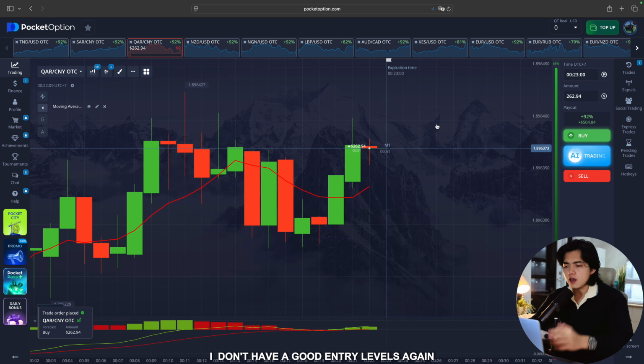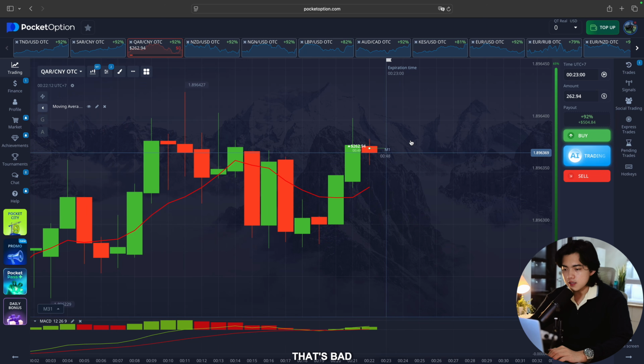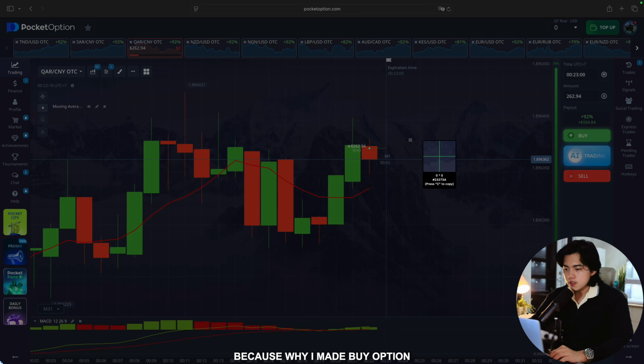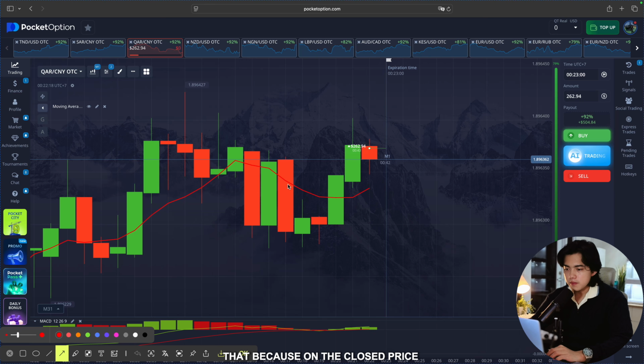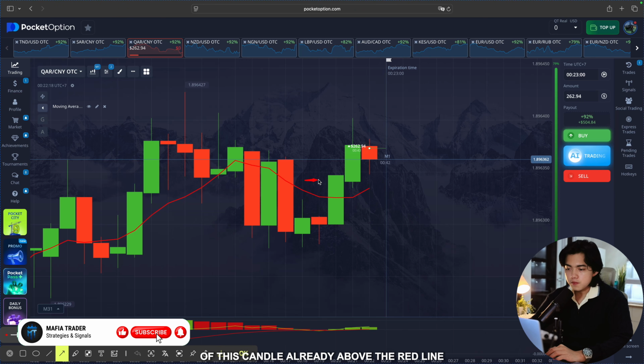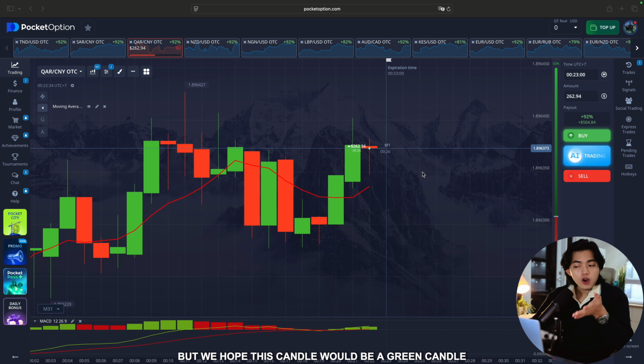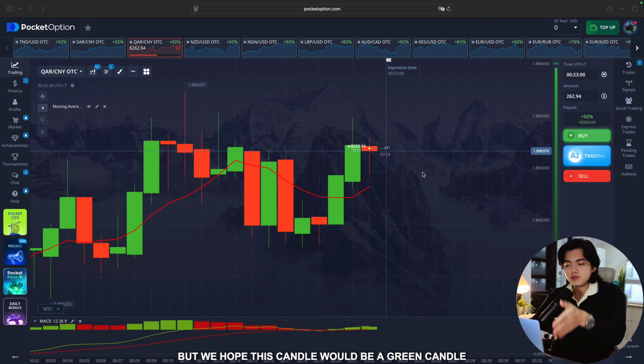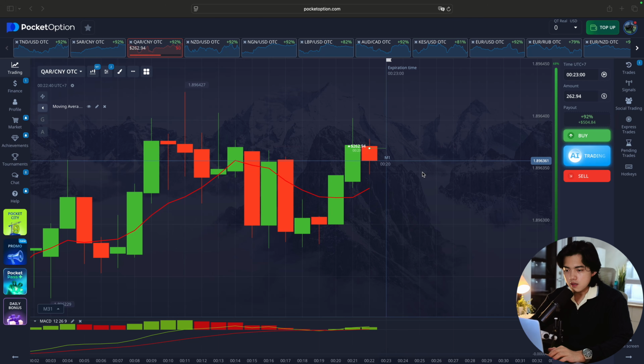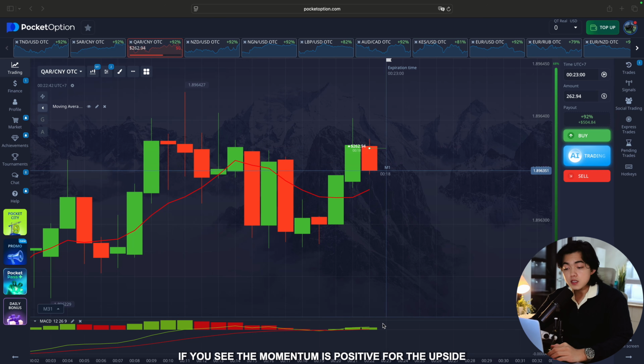We can buy options. I don't have good entry levels again. That's bad. Why did I make a buy option? Because the close price of these candles is already above the red line, so that means this is an uptrend. But let's see, because we don't have good entry levels, but we hope this candle would be a green candle. If you see, the momentum is positive for the upside.